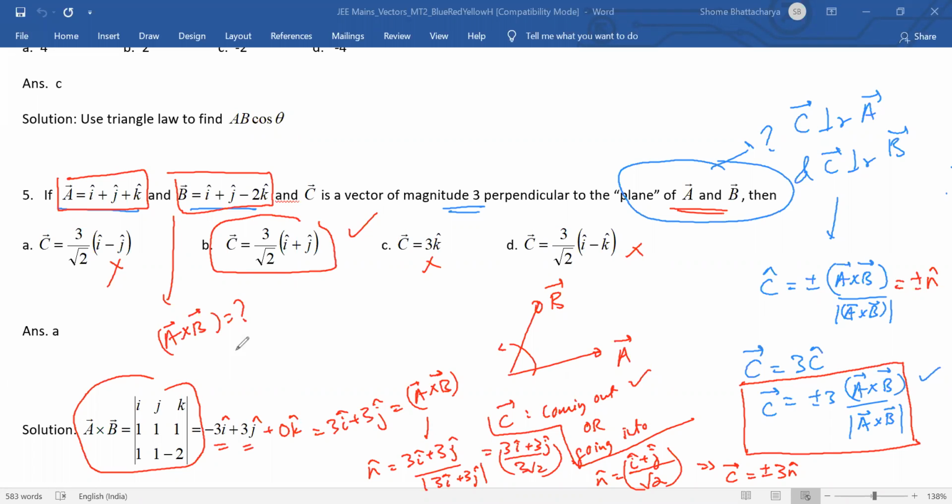See, you can also do this question by elimination. You can check the dot product of C with A and B. It should be 0. So this will get ruled out, this will get ruled out, this will get ruled out. But the proper way of doing this question is like this.